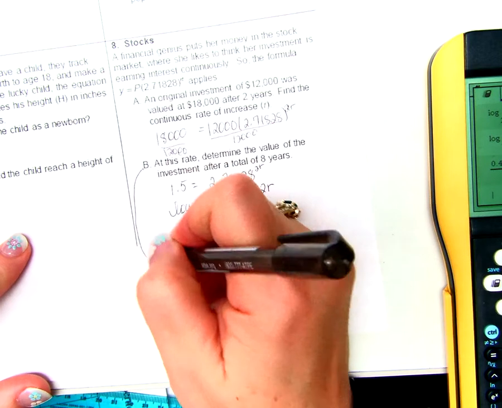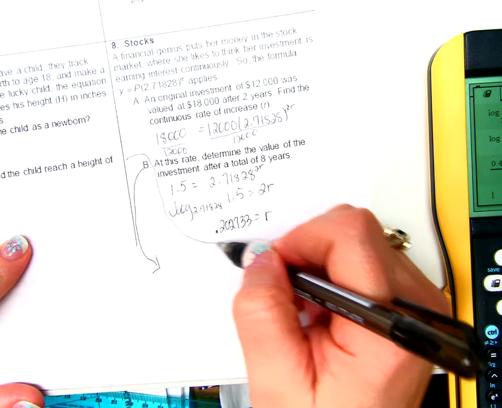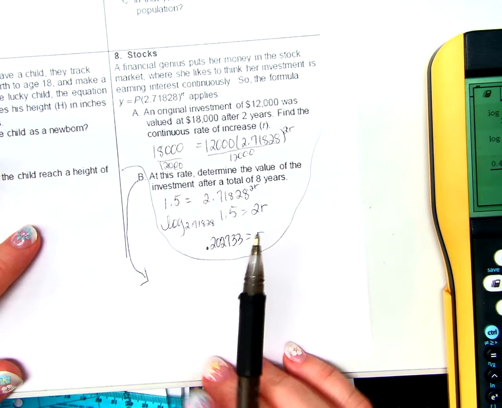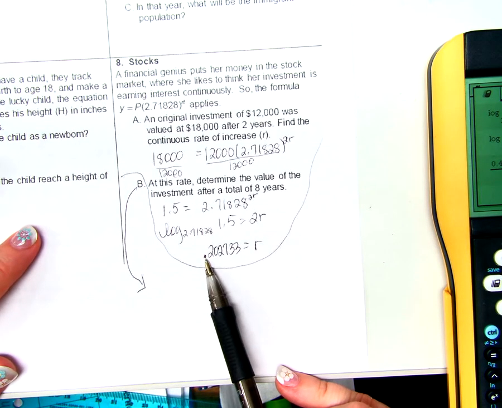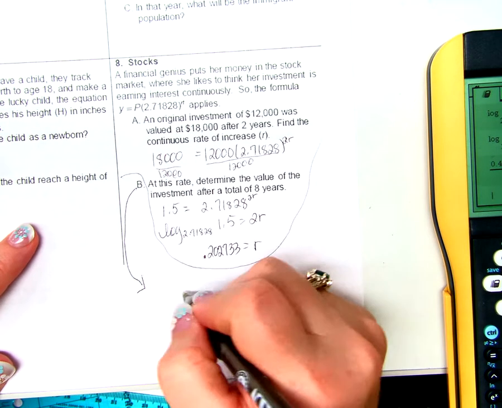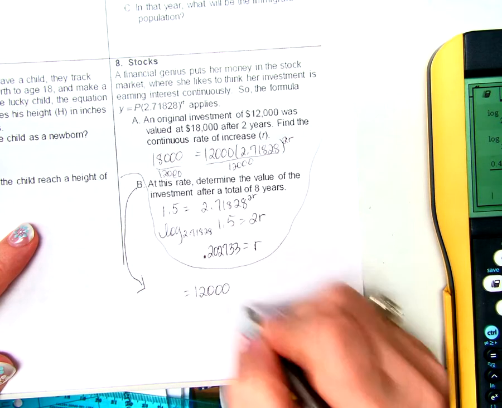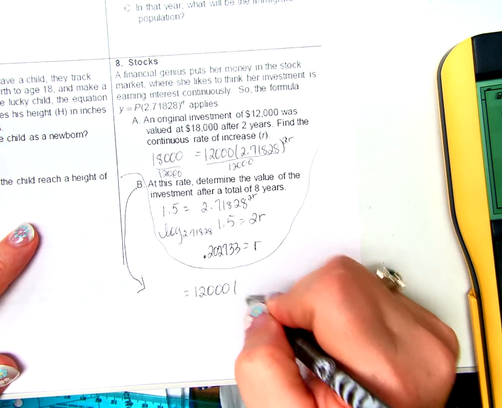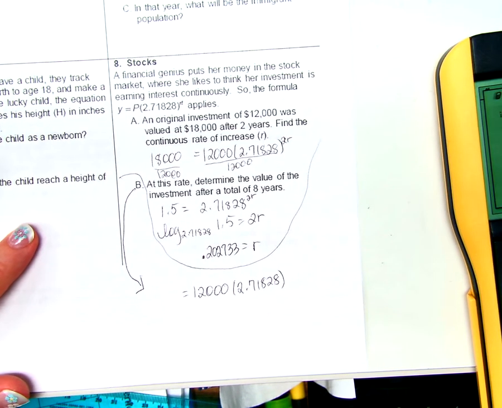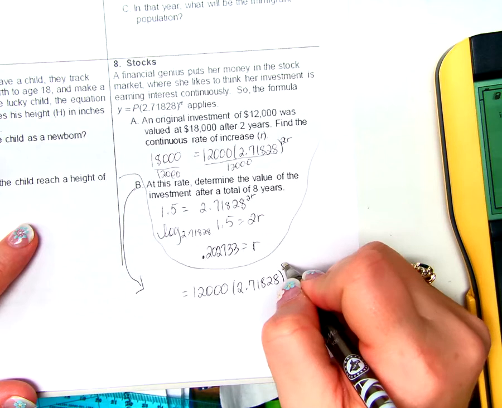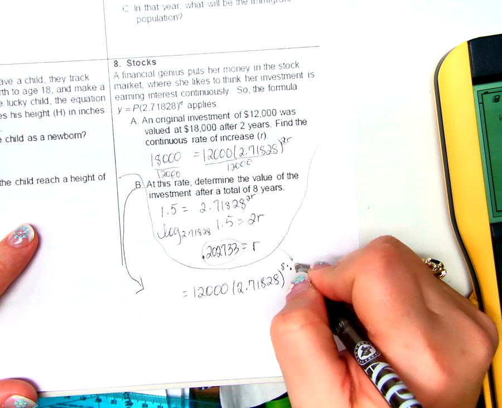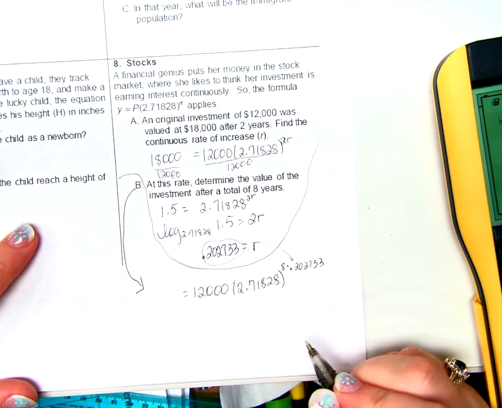So, now here's B. All that's kind of like A, right? At this rate, determine the value of the investment after a total of 8 years. So now we have the rate, don't we? Okay? So now what? What goes where now? I still know what I started with, right? I still started with 12,000. I still have this of 2.71828. What's my exponent? Very good. 8 times that number, right? The R. 0.202733. Okay?